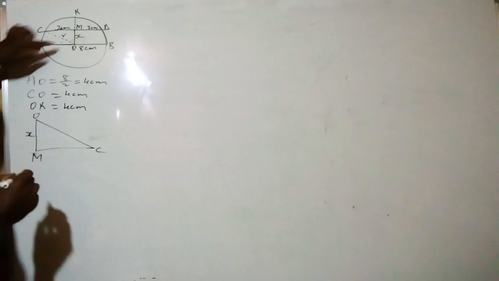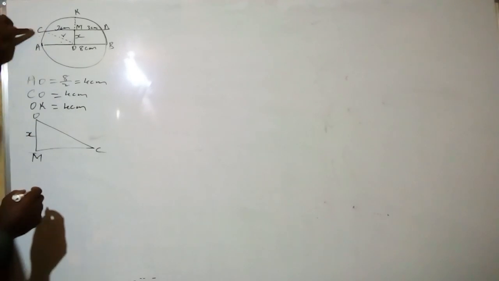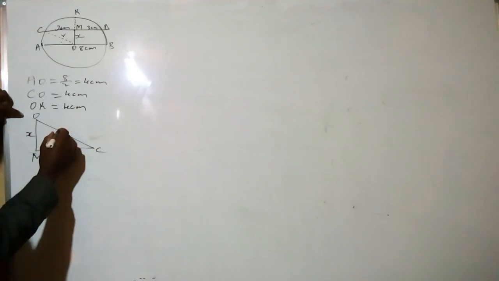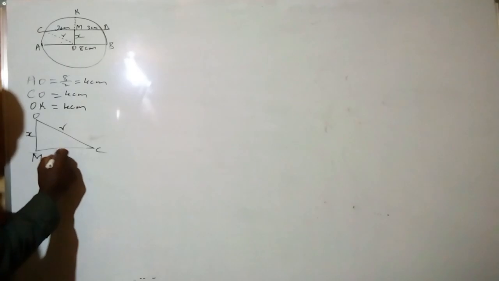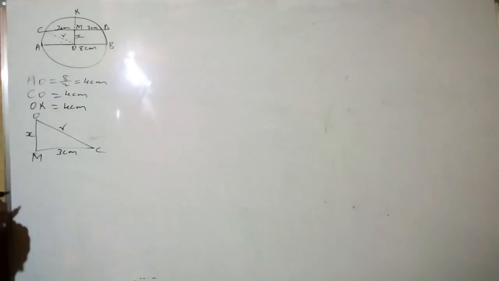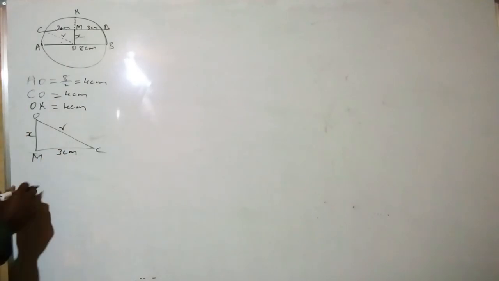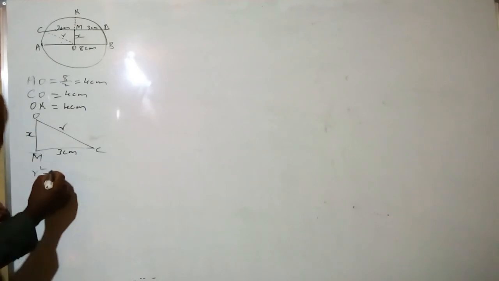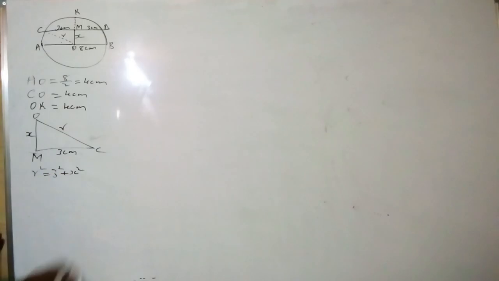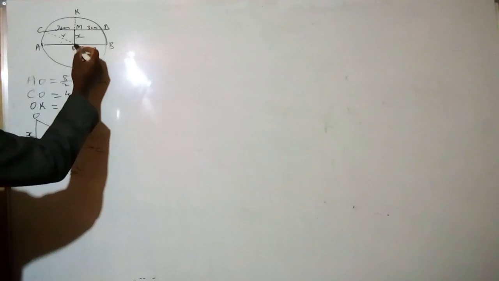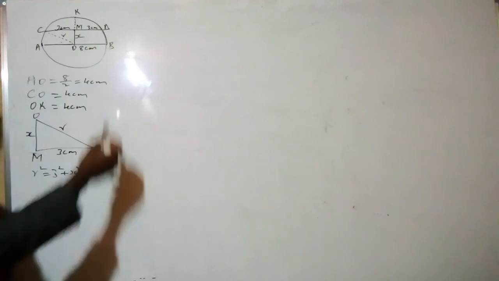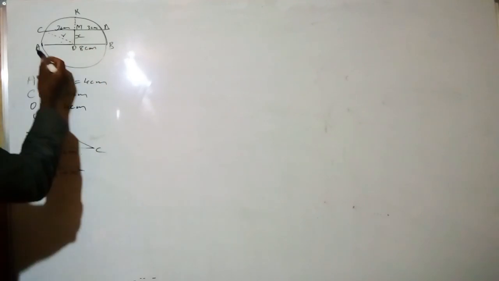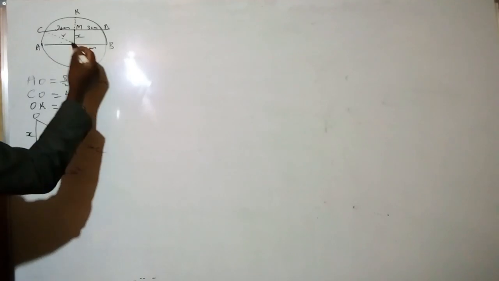Can you see it clearly? CO is R, that is the radius. MC is 3 centimeters. We can make an equation using the Pythagoras theorem, and we can say that R squared is equal to 3 squared plus X squared. We have said from O to M it's X, but from O to K it's the radius, and this radius is the same as AO, which is 4 centimeters.